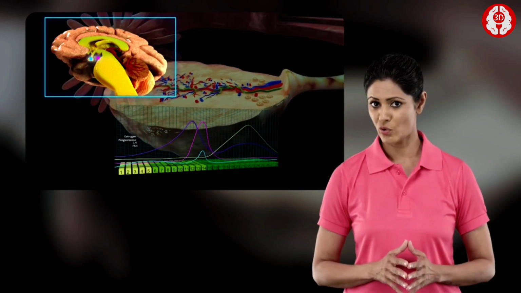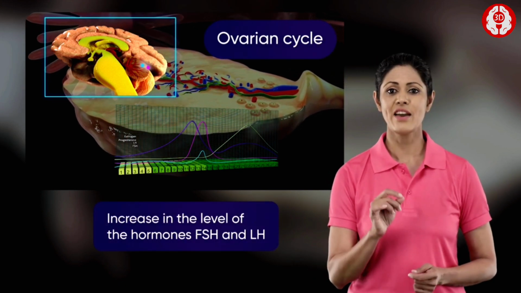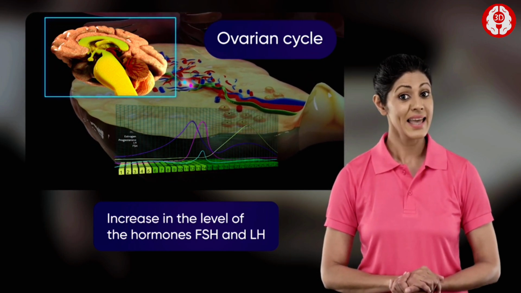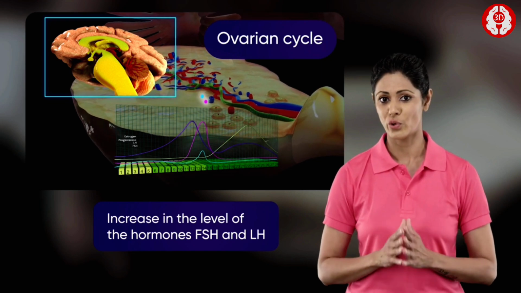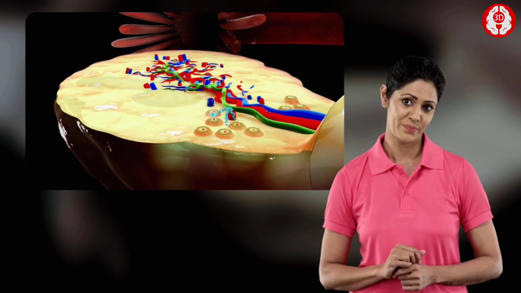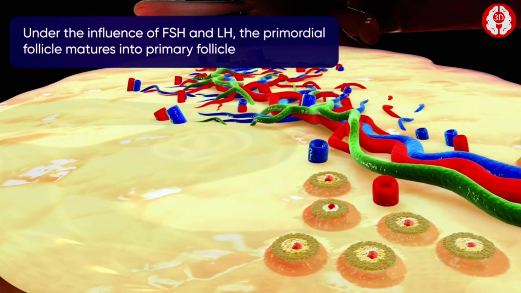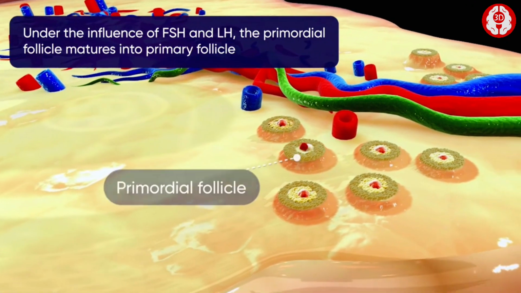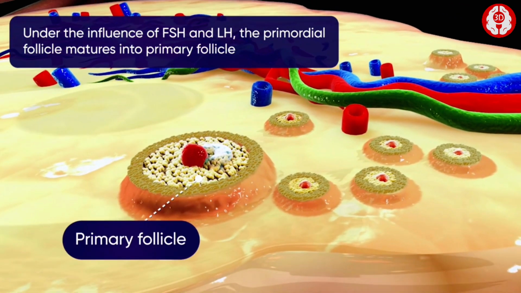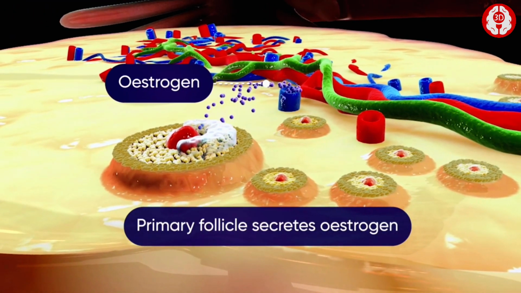During this phase in the ovary, we observe an increase in the level of the hormones FSH, follicle stimulating hormone, and LH, luteinizing hormone, secreted by the pituitary gland present in the brain. These hormones reach the ovary. Under the influence of FSH and LH, the primordial follicle in the ovary matures into the primary follicle. The follicle starts producing the hormone estrogen.